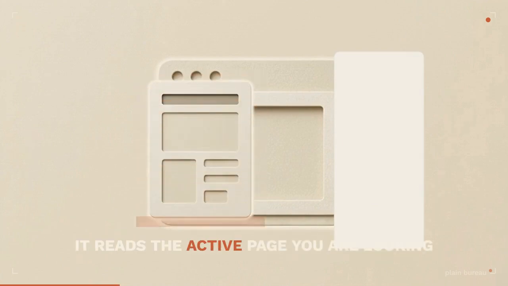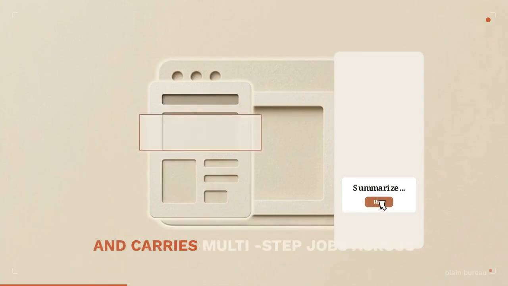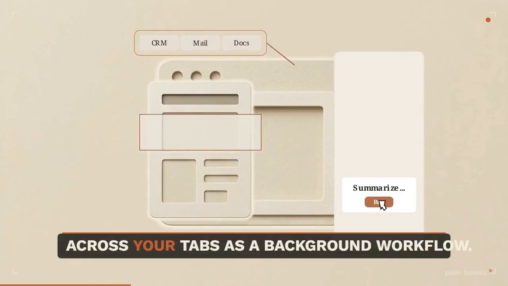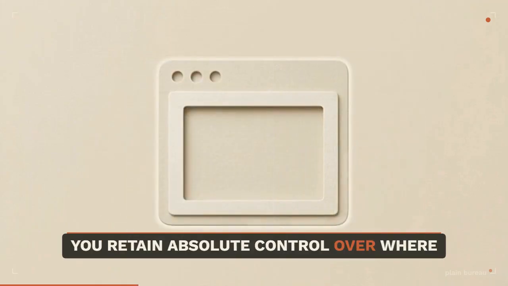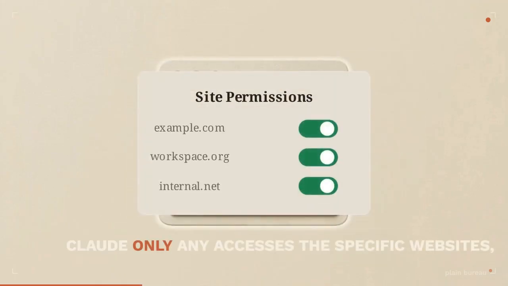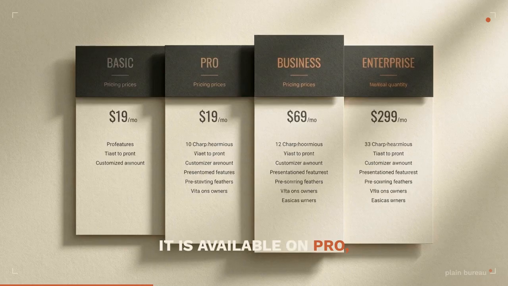It reads the active page you are looking at, it clicks buttons, types text, and carries multi-step jobs across your tabs as a background workflow. You retain absolute control over where it operates. Claude only accesses the specific websites you explicitly give it permission to see. It is available on Pro, Max, Team, and Enterprise tiers.